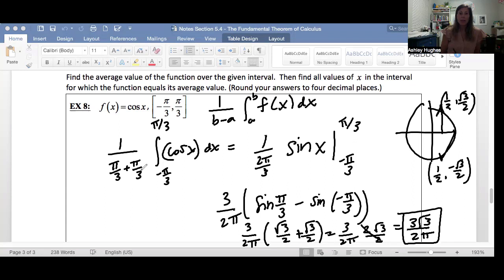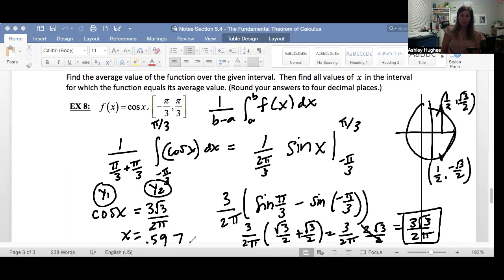That is my average value of this function. And then if I need to find where it's equal, I would set cosine of x equal to 3 root 3 over 2 pi to figure out where it's actually equal to that. And here I would use my calculator. I would put this in y1 and put this in y2 and graph and intersect, or you can just do cosine inverse. You push second cosine to do the inverse. 3 root 3 divided by 2 divided by pi. And I get 0.5971.